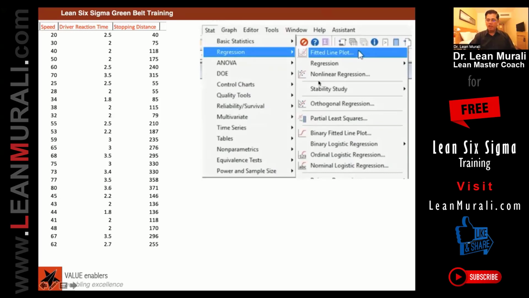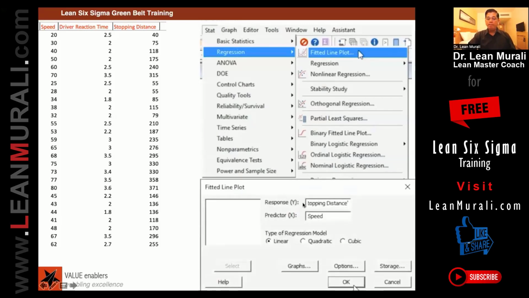First of all, we can do a scatter plot and see, and then a fitted line plot. A fitted line plot is nothing but a line that is drawn on the scatter plot. And then this is very important: which is the predictor and which is the response? Now what is the output that we are trying to measure, the stopping distance or the speed? Which is the output here and which is the predictor? That is the input.